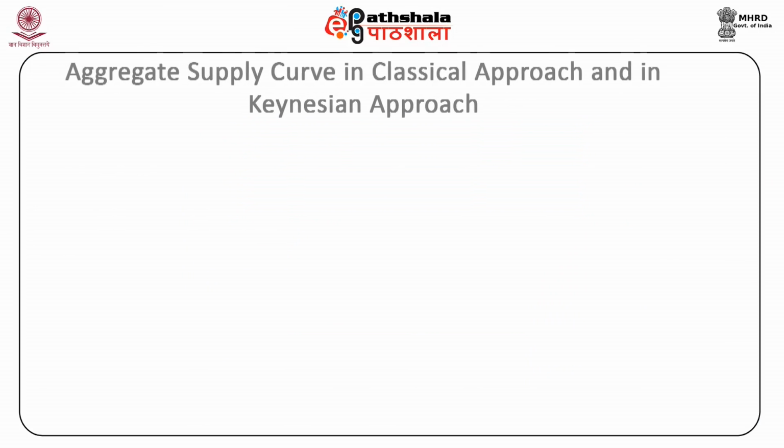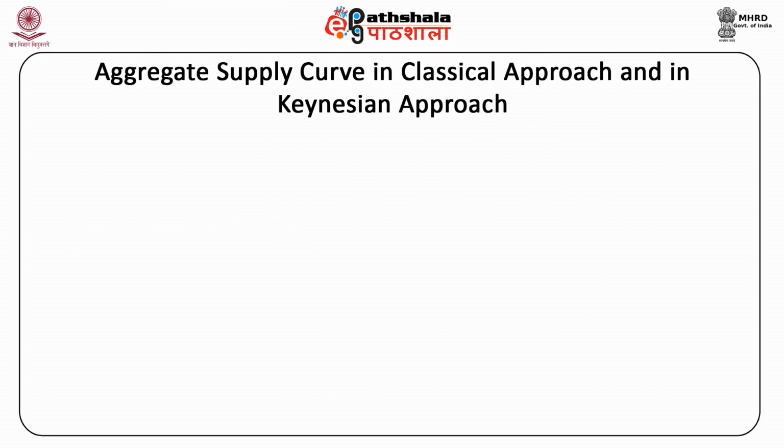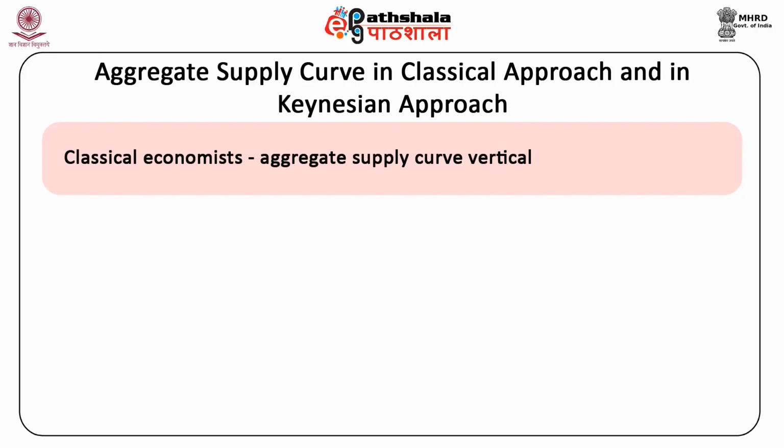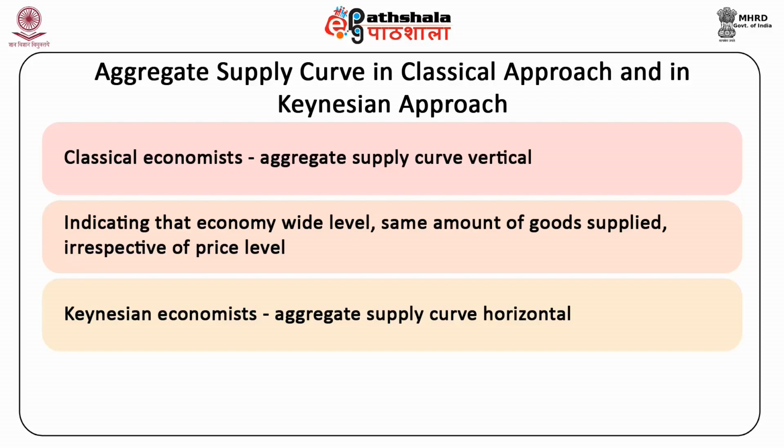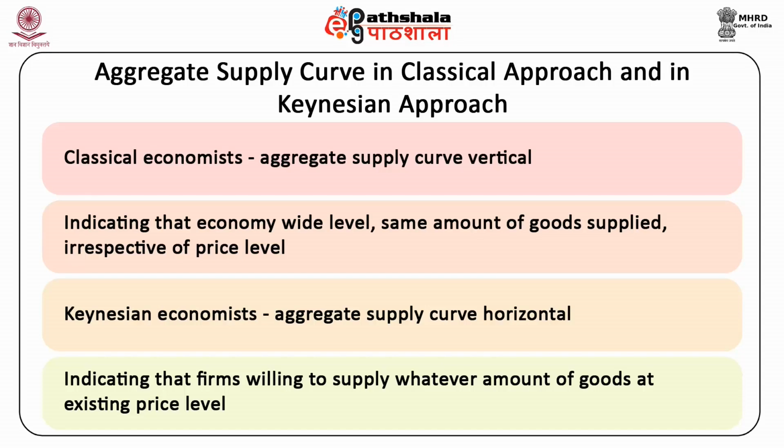Moving on to the aggregate supply curve in the classical approach and in the Keynesian approach, classical economists assume that the aggregate supply curve is vertical, indicating that at the economy-wide level, the same amount of goods is supplied irrespective of the price level. Keynesian economists, on the other hand, assume that the aggregate supply curve is horizontal, indicating that the firms are willing to supply whatever amount of goods at the existing price level.